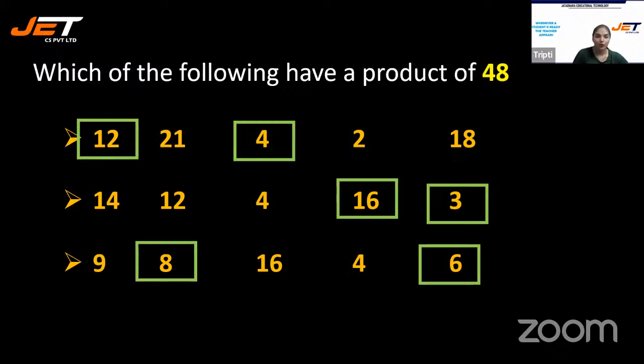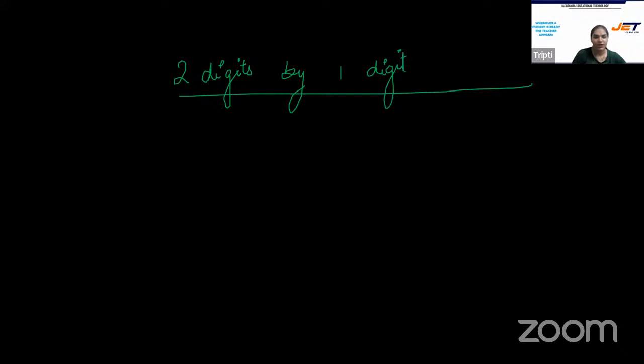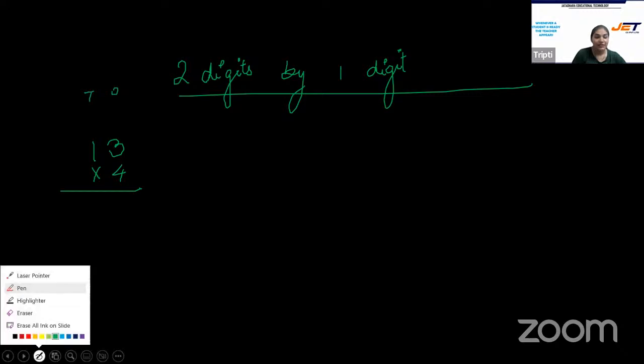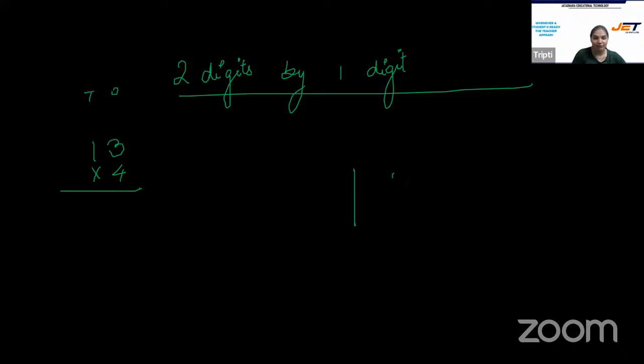Now, children, today we will also learn how to multiply 2 digits by 1 digit. Yesterday, I told you 1 by 1 digit vertically. Today, 2 digits by 1 digit. Let's say it's 13 times 4. Okay, so if it's 13 times 4, what I'm going to do is 1's here, 10's here. I'll give you a very nice example. 13 times 4.